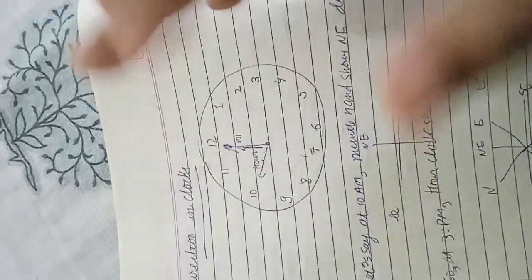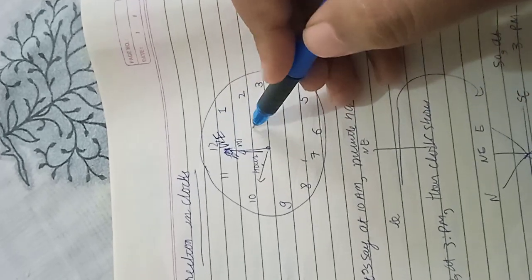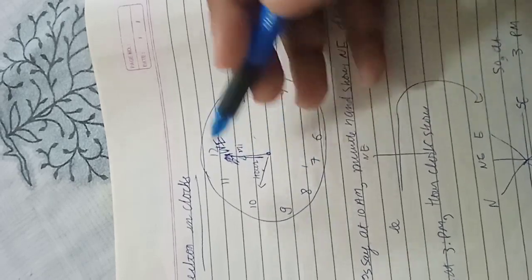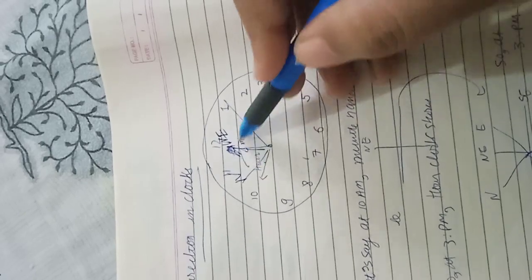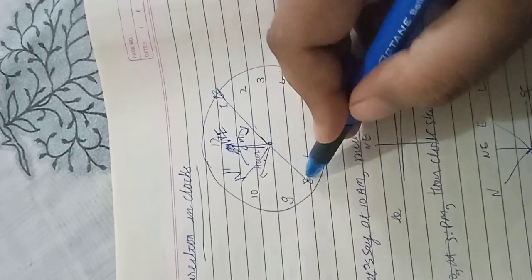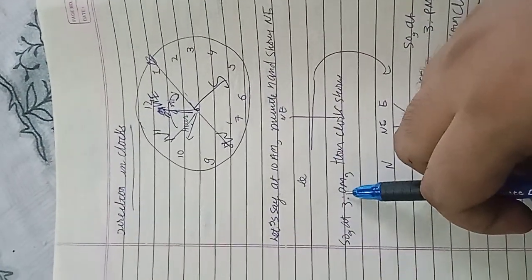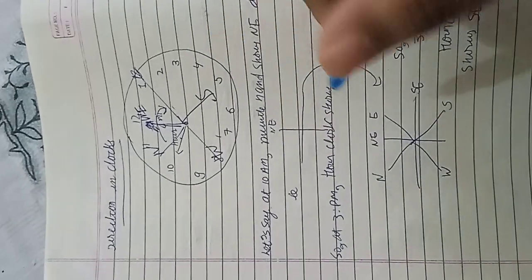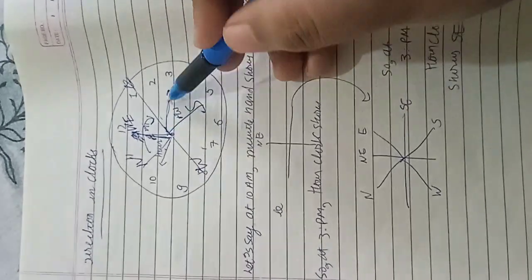Its question says it shows northeast, so this is the northeast direction. So conclude all the directions from here. Here will be north, then 90 degrees clockwise east, west, south. Then you can find all the directions. So the question statement is, at 3 p.m. the clock is like this, hour here, minute here. The hour hand shows the southeast direction. So this type of question statements are there.